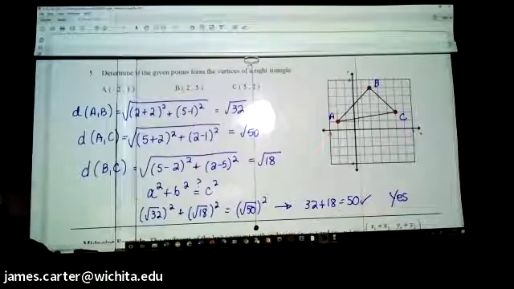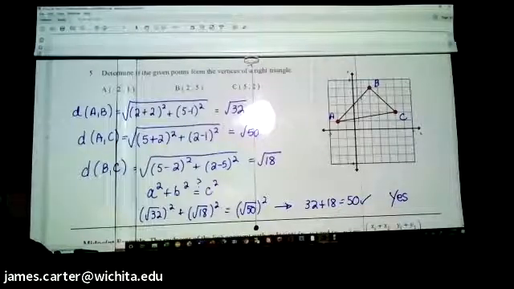So first, if we want to find this length from A to B, we put in the values for A and B, and we get square root of 32. Then we try for A and C, and we get square root of 50 when we use the A point and the C point. Then for B and C, we put in the values, and we get square root of 18. Now, it's obvious that in this drawing right here, this is the longest side. So this has to be the C in the Pythagorean theorem.